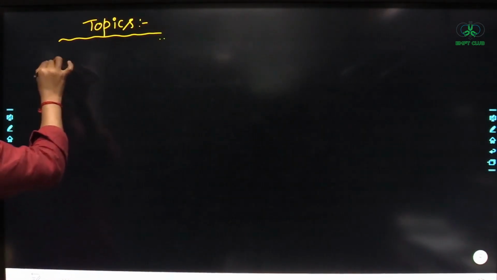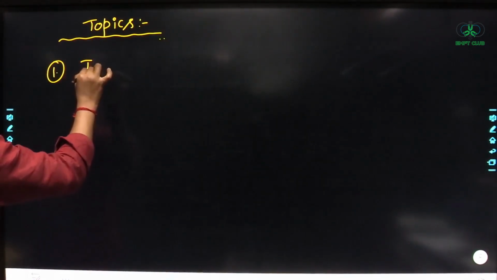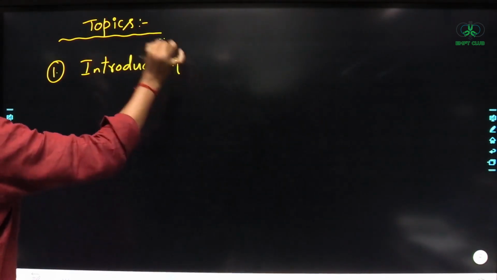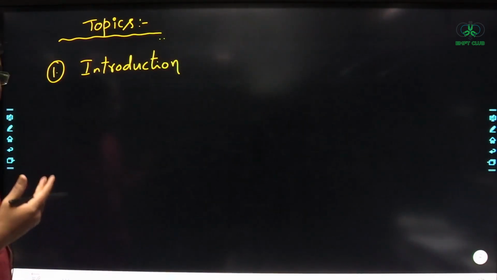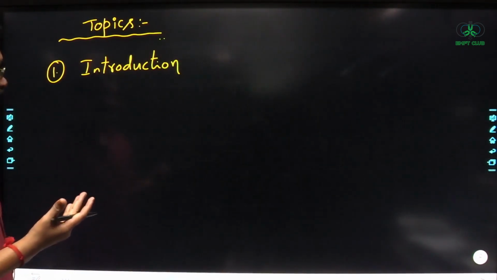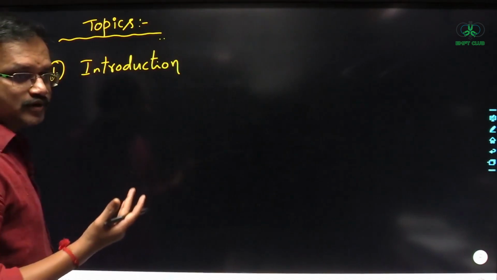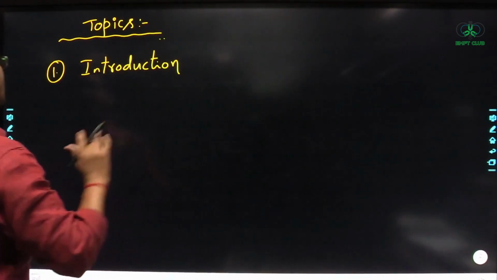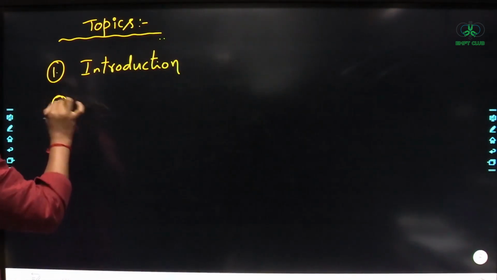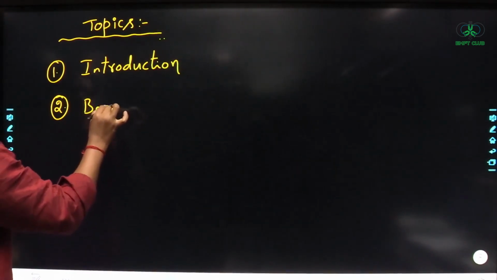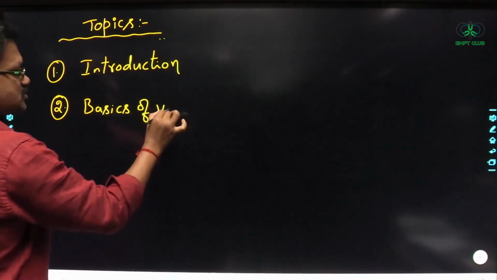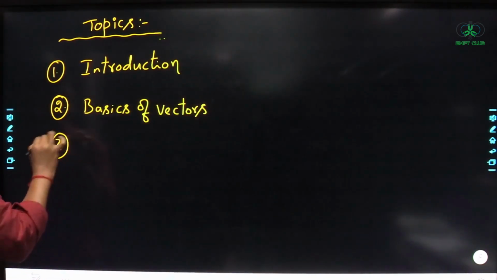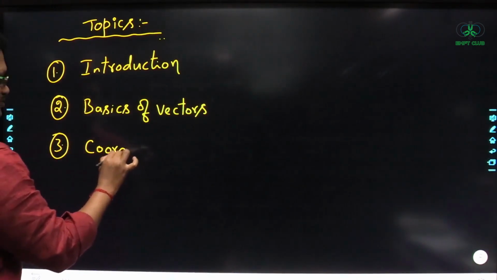The first one we are going to cover is the introduction. I will give you a brief view of electric fields, magnetic fields and electromagnetic waves, and also the importance of electromagnetic waves in this introduction lecture. Next, the second topic is basics of vectors. Next, the third lecture is coordinate systems.